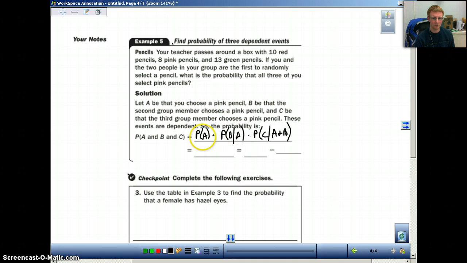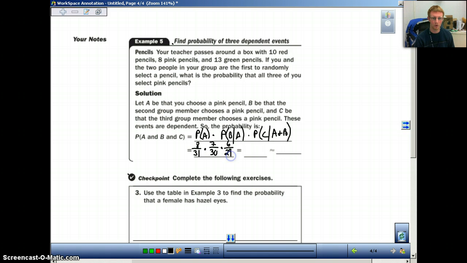So what we're looking at here is the probability of A is we want a pink pencil. So therefore, it's going to be 8 is the total number there out of 31 total. And then our second one, assuming the first one happened, we now only have 7 pink pencils left, and we actually only have a total of 30 left. And then the last one, if again the first 2 happen, then we only have 6 left, and now we only have 29 total.